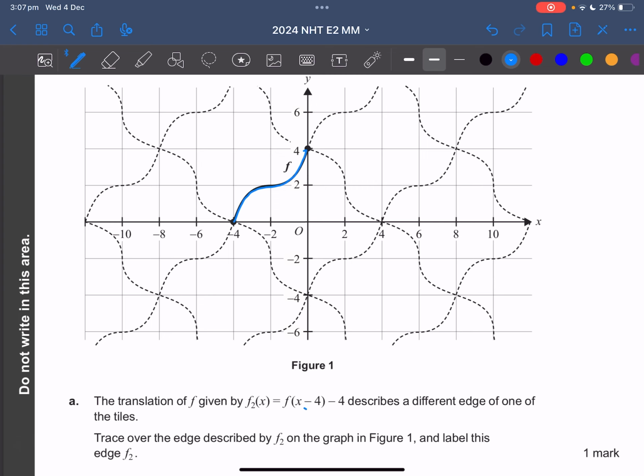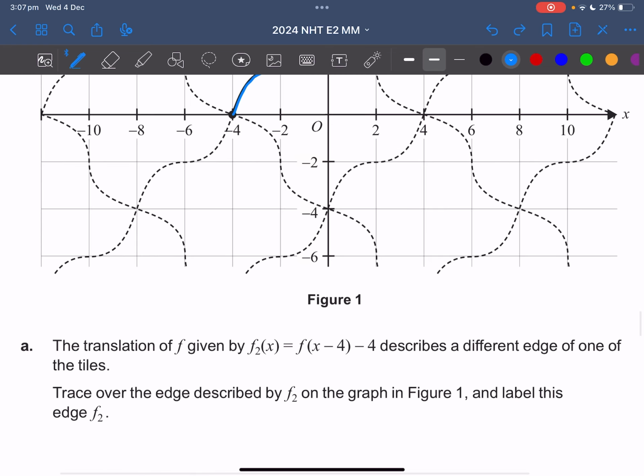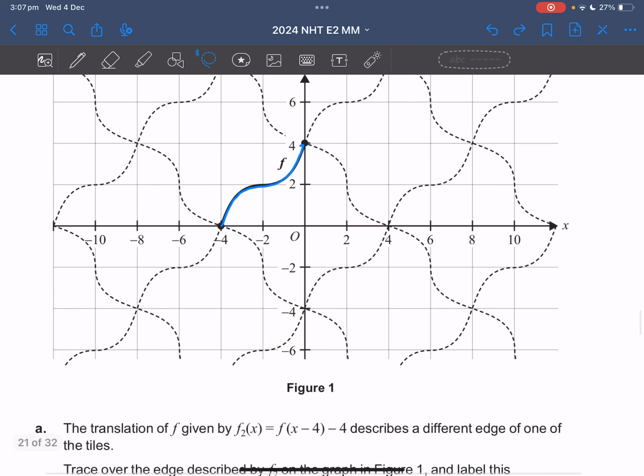F of x minus 4. So this minus 4 is basically saying move 4 to the right. Now if it was plus 4, then it would say move 4 to the left. Okay, so move 4 to the right. Let's do that. So that's done.